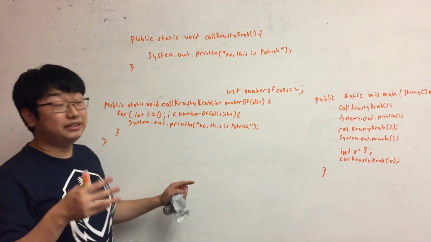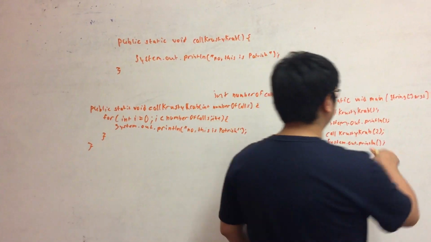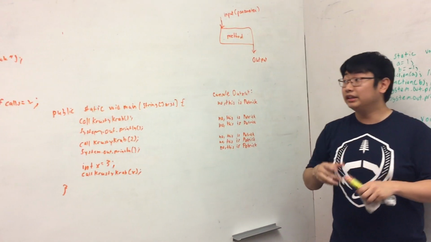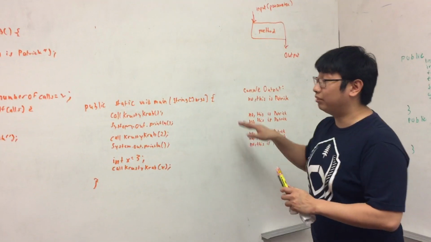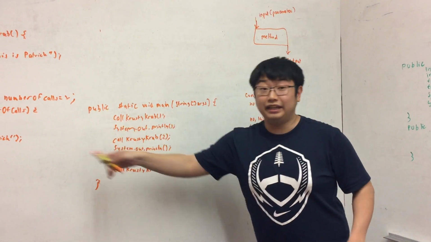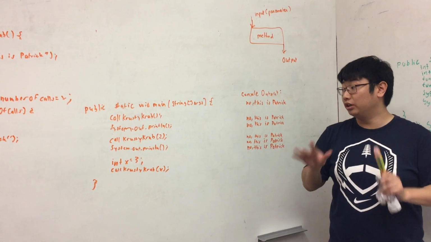And the same can be said for calling Krusty Krab with the argument of 2. So what we have demonstrated here is that with parameters we can generalize the output of a function any type of way we want to.